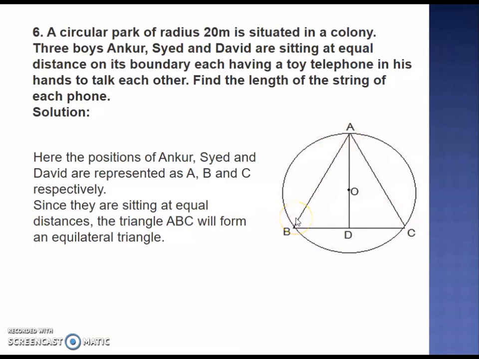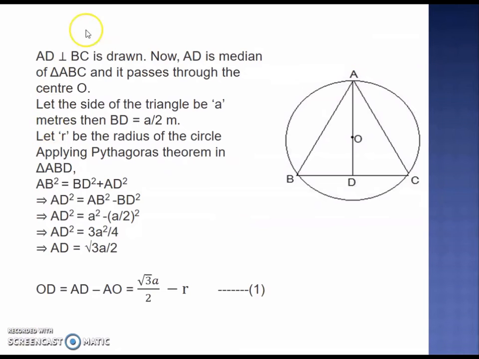You have to find the length of the string, so one of the sides you have to find out, given the radius. Again, you will be doing a construction. Construct AD perpendicular to BC. Since this is an equilateral triangle, AD is also the perpendicular bisector of the opposite side BC. Let us suppose that a is the length of each side of this equilateral triangle, then BD must be a by 2 because D is the midpoint of BC.